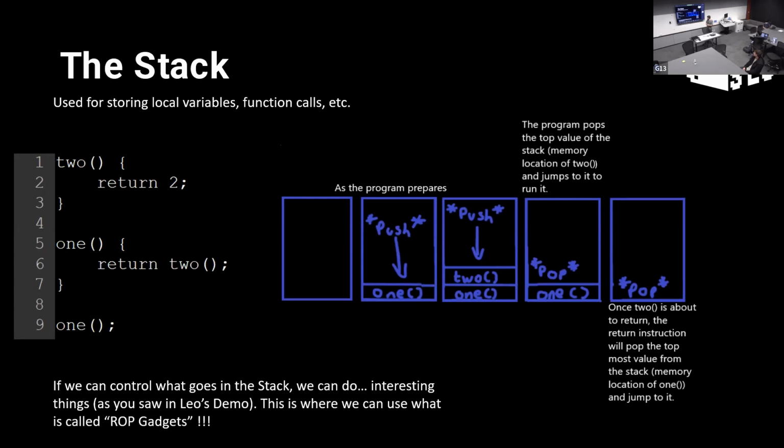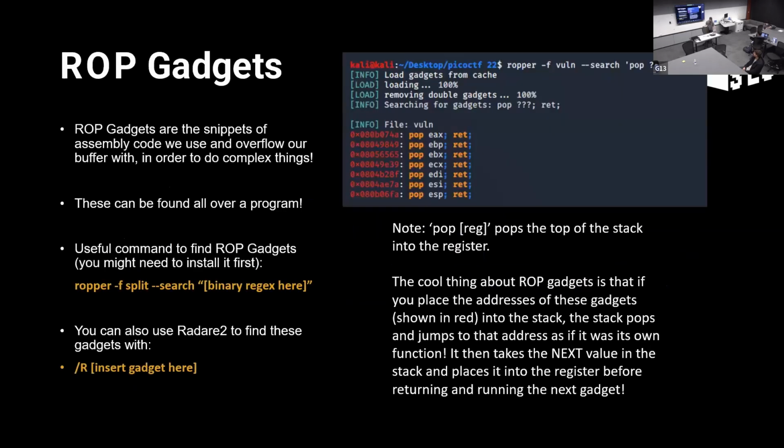Now, if we can control what goes in the stack, you can do very interesting things. And this is where ROP gadgets come in. ROP gadgets are essentially the snippets of assembly code that I mentioned earlier that you can use to overflow buffers in order to do those complex things I talked about. They can be found all over a program. Usually you want to pair them with a return, as you can see. Essentially what that'll do is it will return you back to where you last called. So let's say you overflow a buffer and then you overflow the return address with one of these gadgets, right? You're essentially running one of these bits of assembly code, and then you're returning back to where you jumped from, and then continuing on with what you've just placed in the stack.